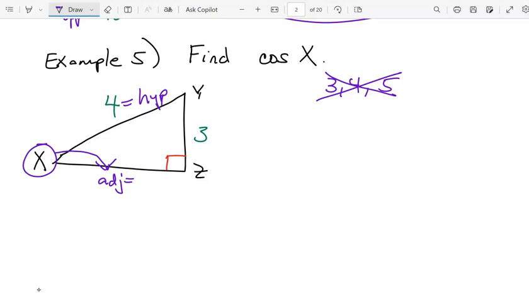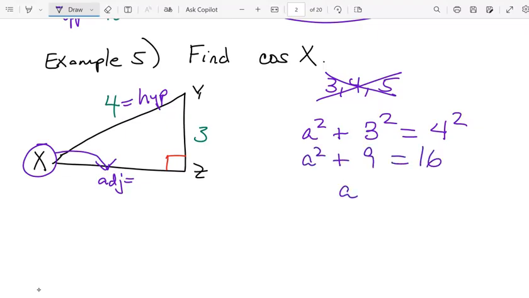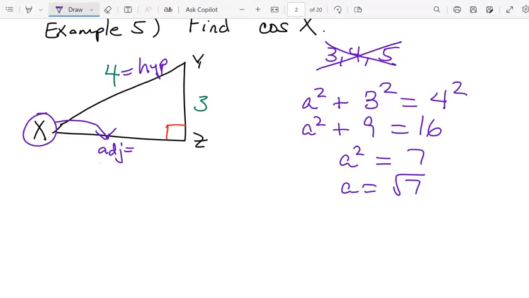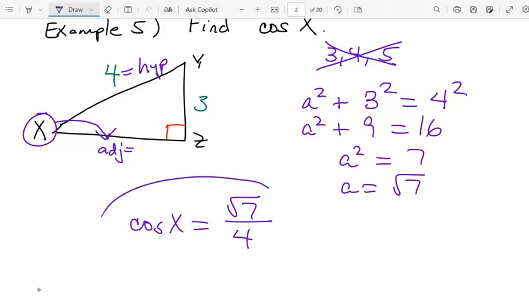We're just going to need to use the Pythagorean theorem to find the missing side. So if we want to call the adjacent side a, then a squared plus 3 squared will equal 4 squared. So a squared plus 9 is equal to 16. Subtracting 9, we get 7, and a must be the square root of 7. So the cosine of angle X is equal to the adjacent side, which is the square root of 7, over the hypotenuse, which is 4.